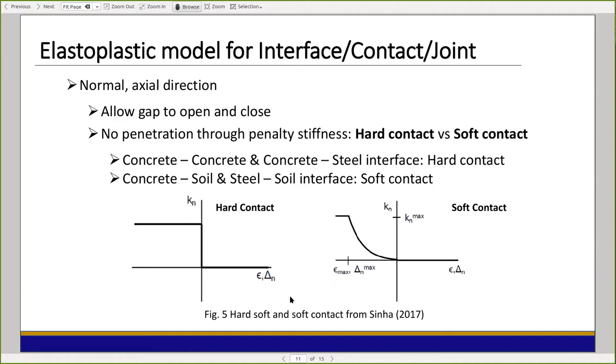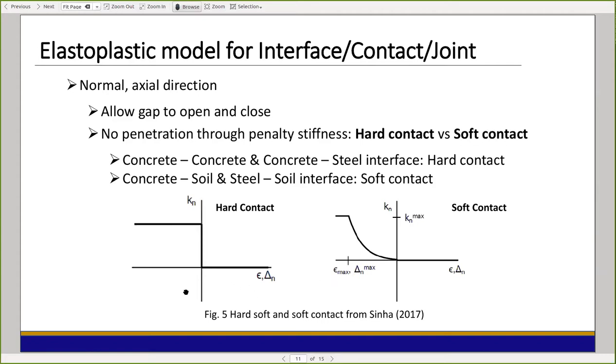As the professor mentioned, our contact is really constitutive models, and we have two aspects for these constitutive models. Number one is the normal and axial direction of the contact behavior. So for the normal and axial direction, we will allow the contact to open and close, and we will enforce the no penetration of the contact node through the penalty stiffness method. We're going to have two types of behavior for penalty stiffness. Number one is the so-called hard contact, and number two is the so-called soft contact.